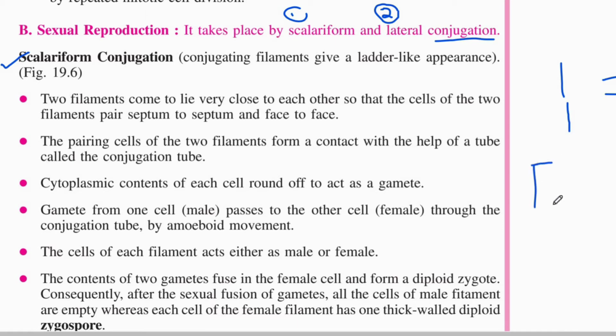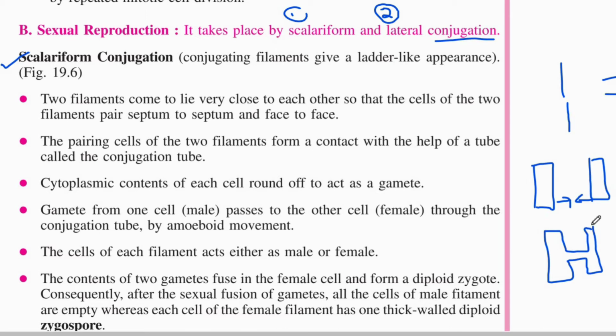Okay, so this is one cell. Suppose this is the first cell and this is another cell of two filamentous Spirogyra algae. In the first step, they will come closer to each other, either septum to septum or face to face. In the second step, they will form a connection between them, and that connection is known as a conjugation tube.